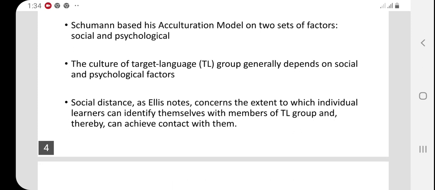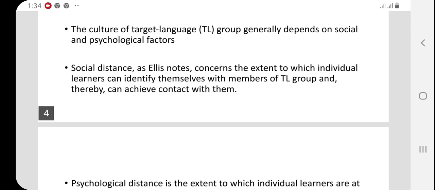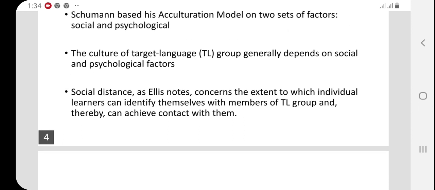Then we have what is called social distance. This is not the social distance as we have nowadays in the COVID-19 pandemic, where they say to keep a social distance. Here social distance means that there is a societal difference between the minority group, the migrant workers, and the majority language group, the dominant language. But this social distance reduces as the contact is developed between both the groups.